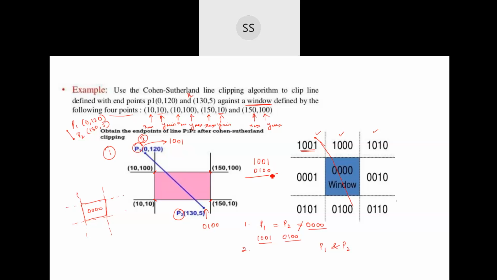AND means only if both are 1 will we get 1 as the output. So here 0, here 0, here 0, here 0. So I got all the values equal to 0. That means when I did P1 AND P2, I got all the values equal to 0. As I got all equal to 0, that means my line is passing through the window.